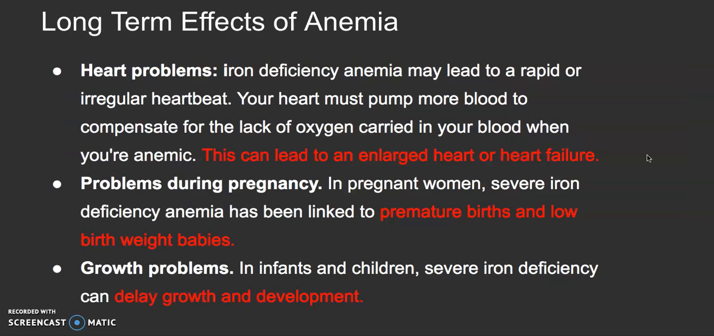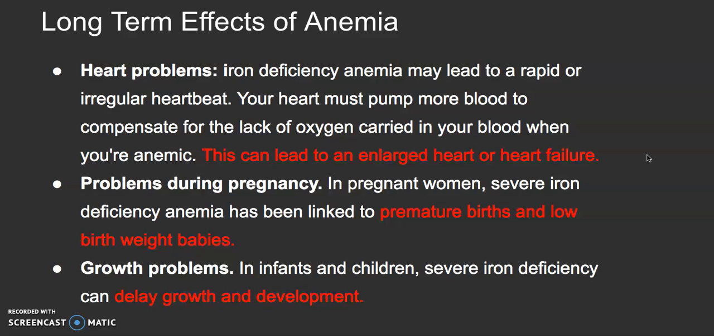Long-term effects of anemia are heart problems because your heart must pump more blood to compensate for the lack of oxygen. And this can lead to an enlarged heart or heart failure. During pregnancy, this can lead to low weight babies as well as premature births, growth problems in children because, again, they don't have enough oxygen to grow.